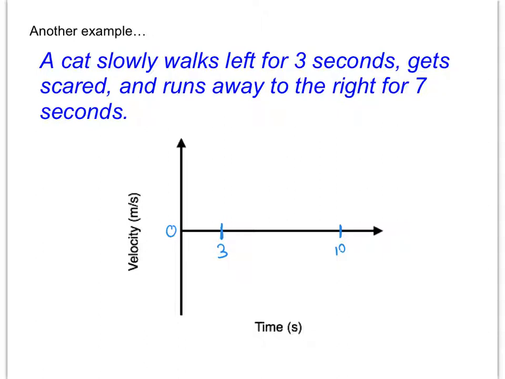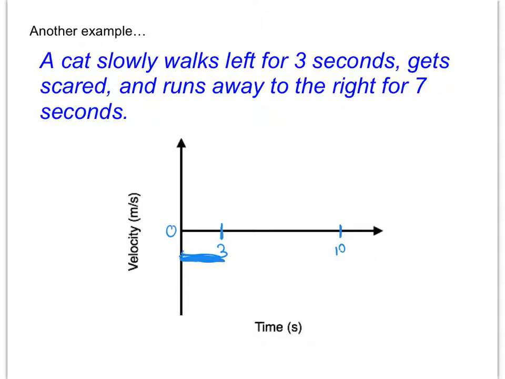Now, in this problem, this is a qualitative problem. We're not given any velocity numbers, and that's okay. What we're going to do is use how velocity versus time graphs work and say, okay, if it's slow, we want to make sure that it's very close to the time axis. So we're going to draw a line that's very close to the time axis. That's going to represent what the cat is doing for the first 3 seconds.